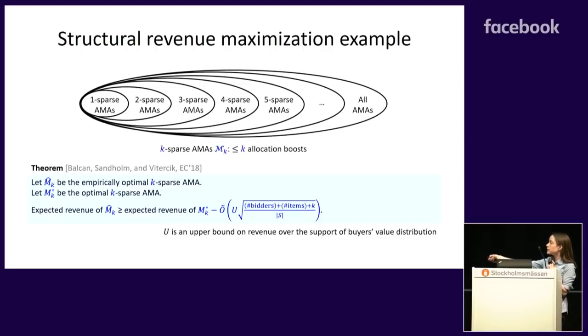And this complexity-dependent term depends on the number of bidders, the number of items, k, which is the sparsity, and the number of samples. And U is an upper bound on revenue over the support of the buyers' valuation distribution. So this complexity-dependent term is going to get worse and worse the further out in this hierarchy you get, but the revenue of the best k-sparse AMA is going to get better and better. So you're basically optimizing this trade-off between revenue and keeping the class simple and avoiding overfitting. This is the power of structural revenue maximization.